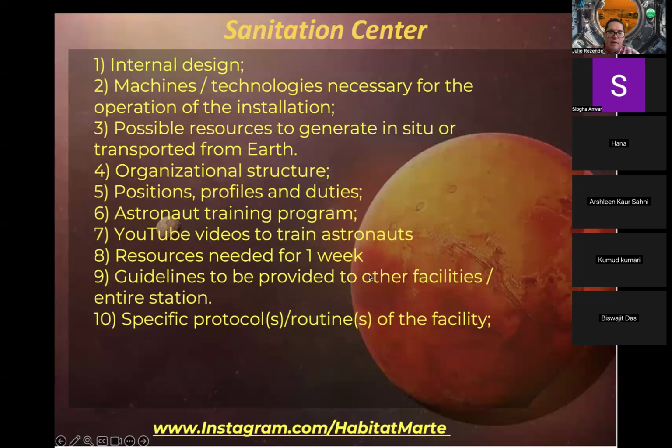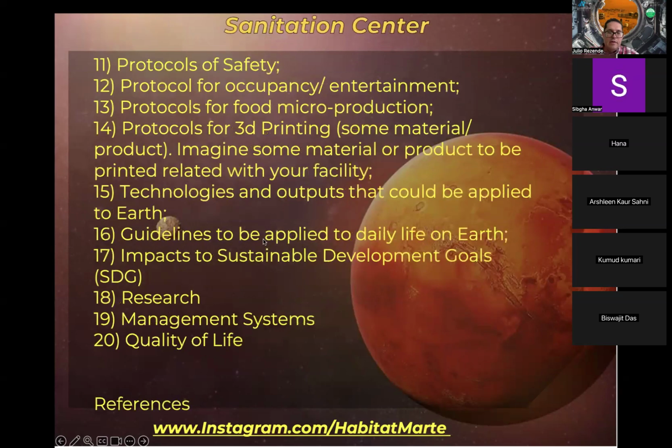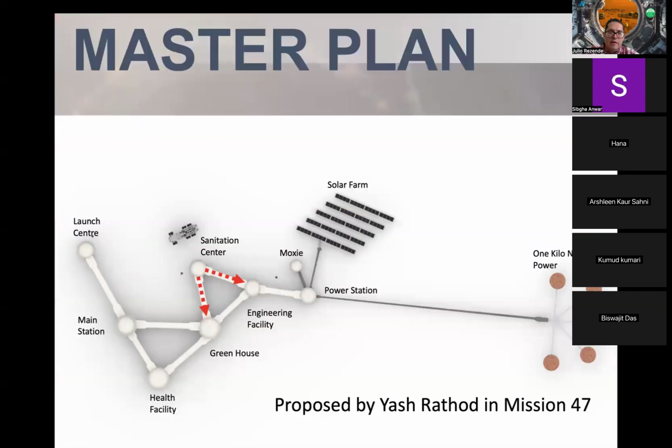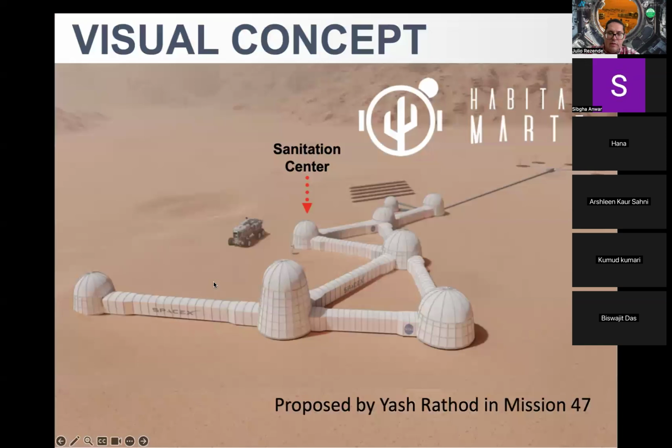Okay. These are some topics that we will go deeper into in our discussion. There are 20 different topics that we are bringing. The first dimension is related to internal design. Here we can see the location of the sanitation center, and also another image showing the location of the sanitation center.